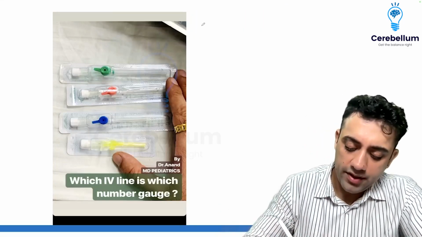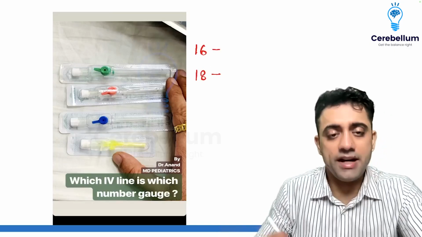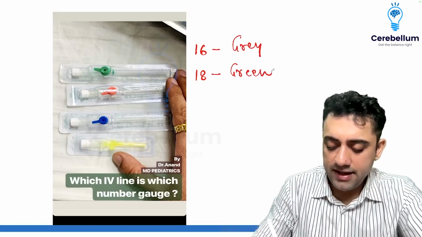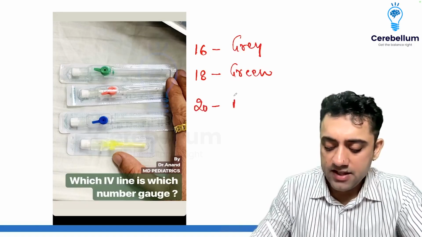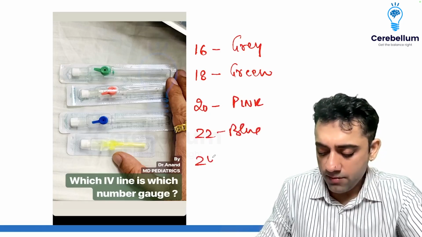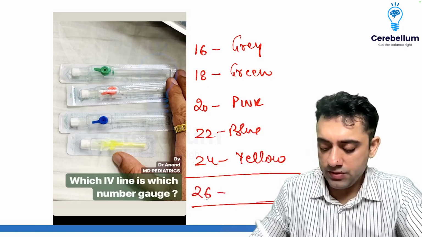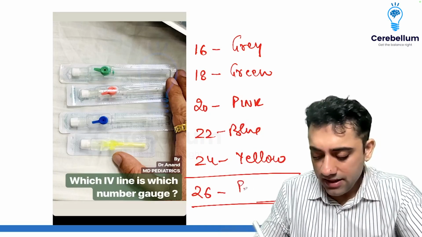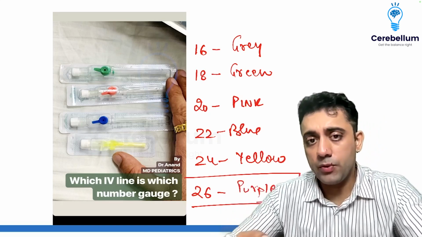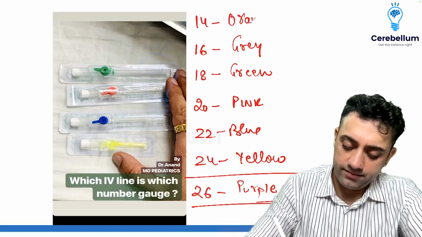Cannula is very important. So remember, 16, 18: gray, green. 16 number cannula is gray, 18 number cannula is green. 20 number cannula is pink. 22 number cannula is blue, 24 number cannula is yellow, and 26 is the thinnest one, which we use in newborn babies. It's a purple color cannula, or some books say violet color cannula. So 26 is purple, 24 yellow, 22 blue, 20 pink, 16 and 18 gray and green. The thickest will be the orange.